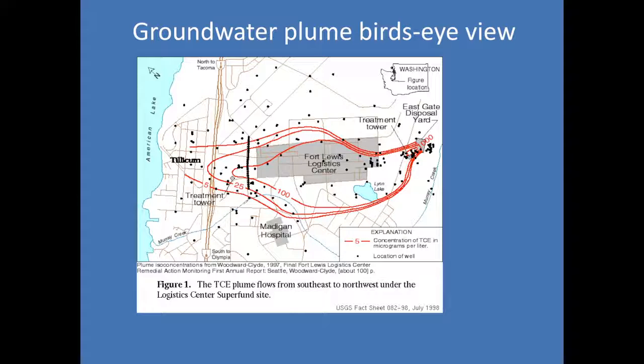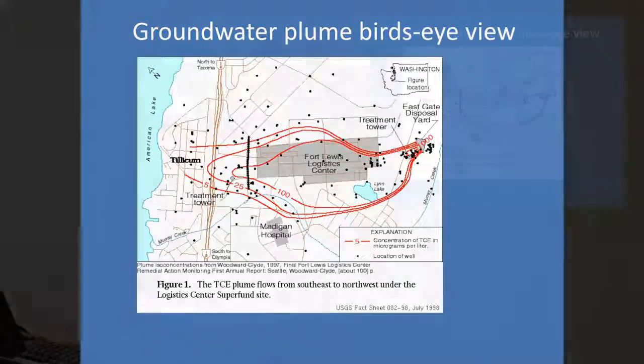And you can see how it spreads out from the source in the Eastgate disposal yard and flows down dip, down groundwater flow towards the lake, which would be a receptor. So this is a case study from Washington State that kind of visualizes how we look at that concentration.